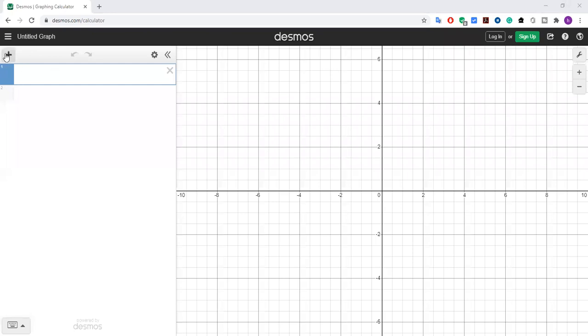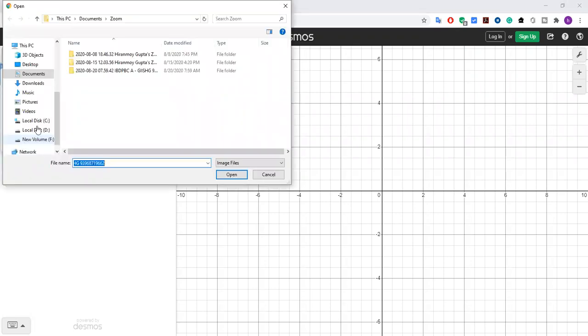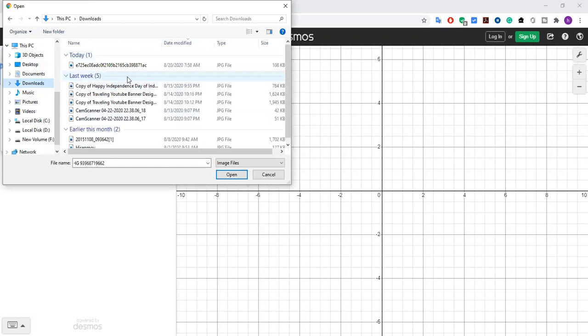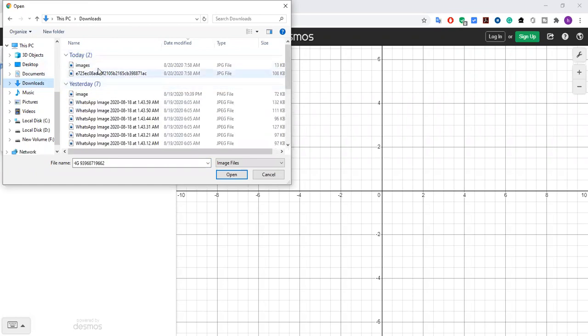Okay, so this one is your image. You can see this is image. You click on image. Once you click on image, it will ask you where you have kept the image. I have kept it in download. So let me check. This is the image.